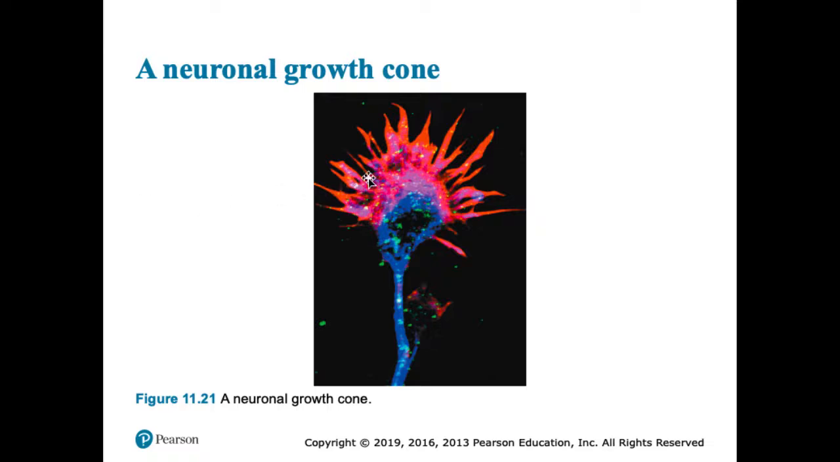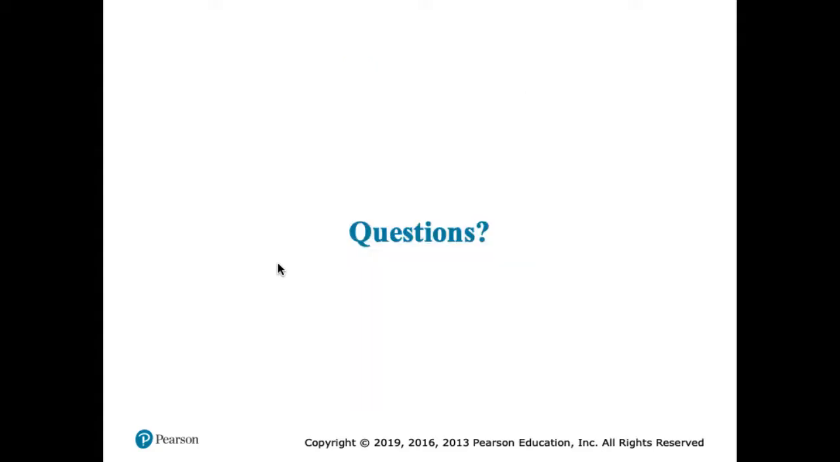This is what one of those neural growth cones looks like, and you see those little spiky things that help them attach. That's just a micrograph of what that can look like. So that's just a brief overview of nervous tissue.